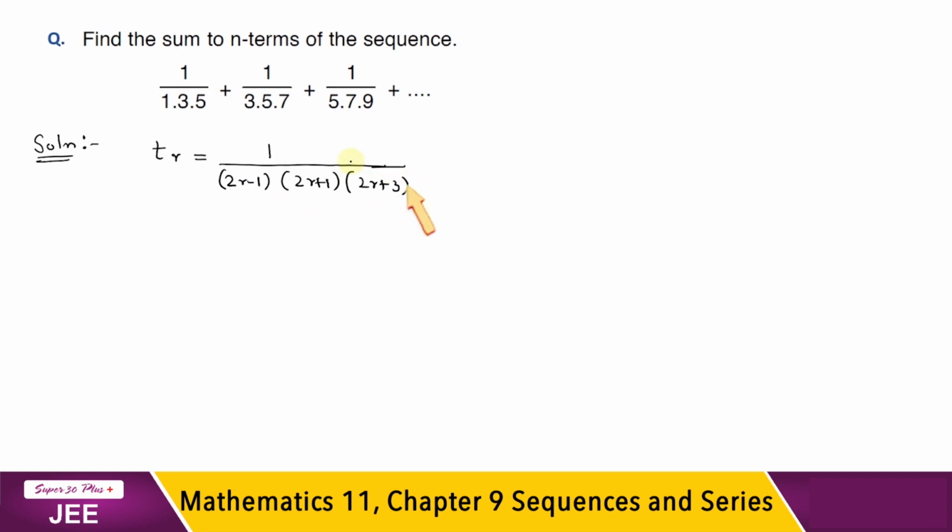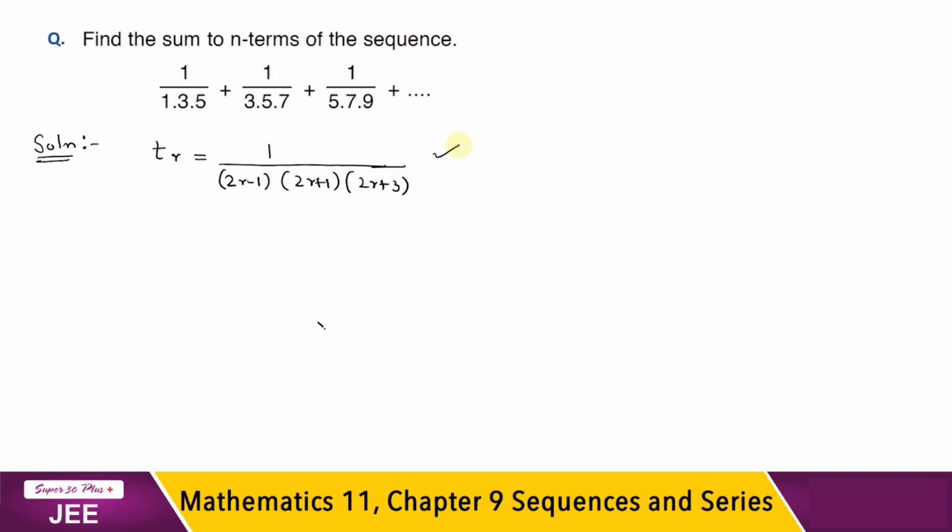One can easily verify that when we substitute r equals 1, we get t1. In the denominator we get 1, 3, 5, and t1 is given to be 1 divided by 1·3·5. So our general term is completely correct.